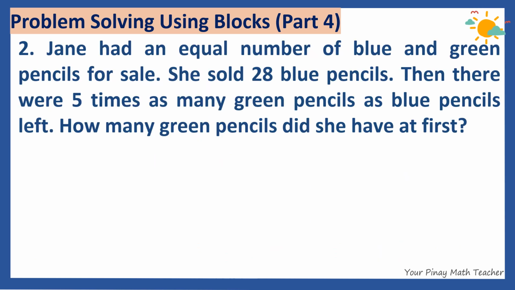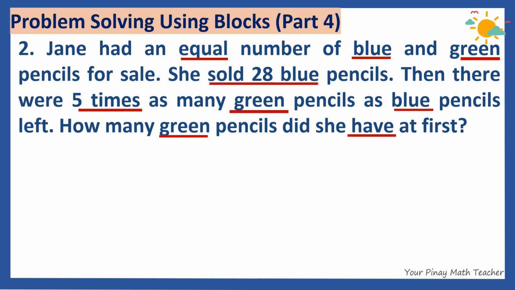Example 2. Jane had an equal number of blue and green pencils for sale. She sold 28 blue pencils. Then there were 5 times as many green pencils as blue pencils left. How many green pencils did she have at first?